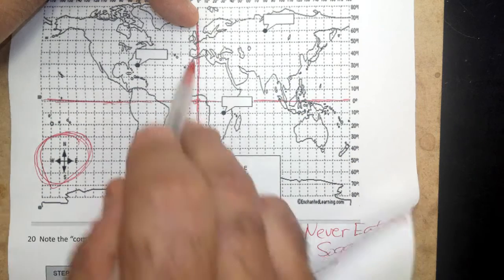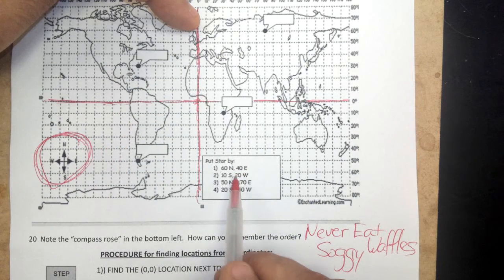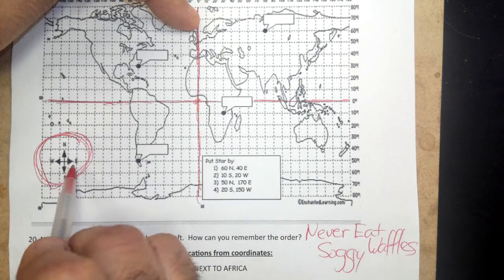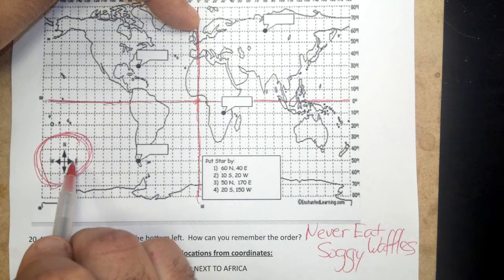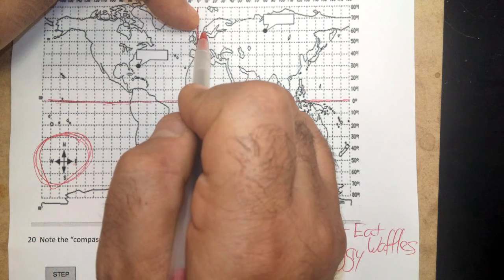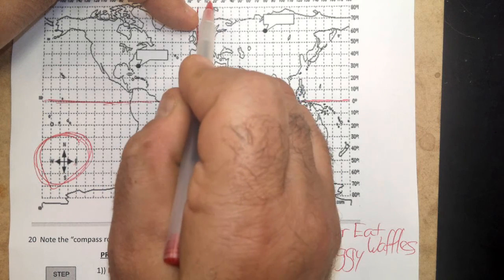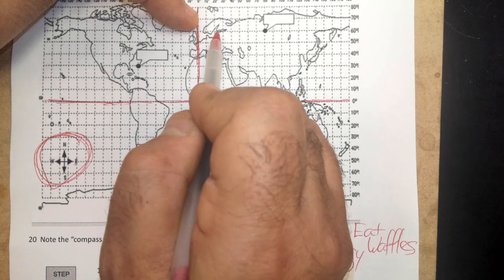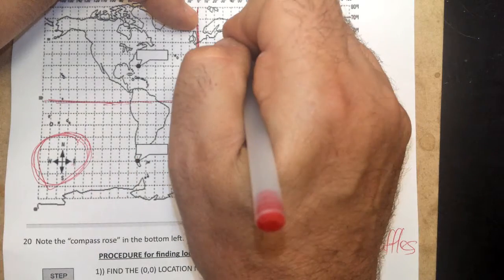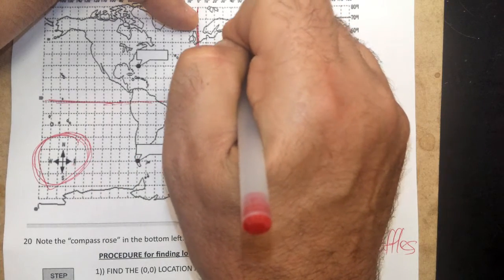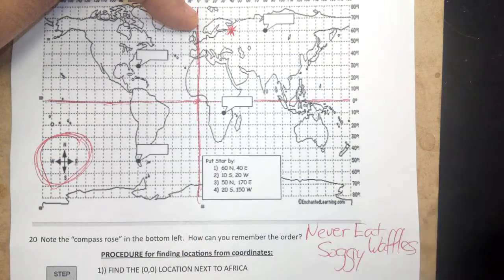And from this point, we're going to go 40 east. So east is on the right-hand side, going to the east. So looking at the numbers up here, 10, 20, 30, 40, right there is going to be our first star, the first location for problem number 1.